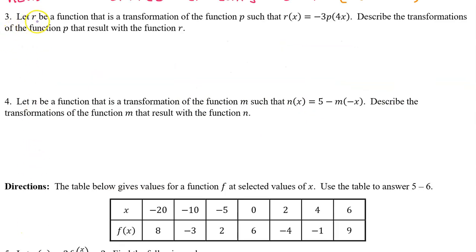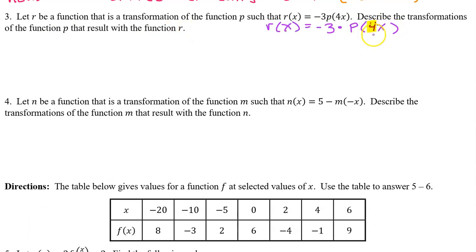Number 3, let r be a function that is a transformation of the function p such that r of x is equal to -3 times p at 4x. Describe the transformations of the function p that result with the function r.